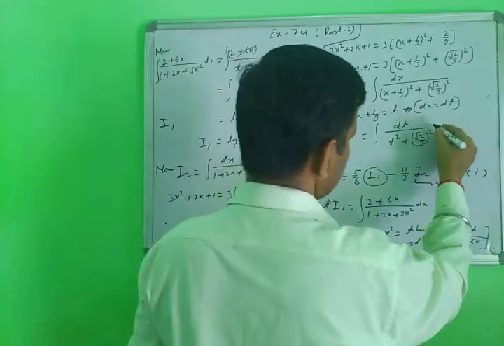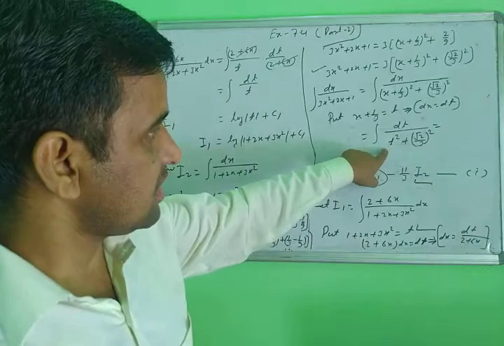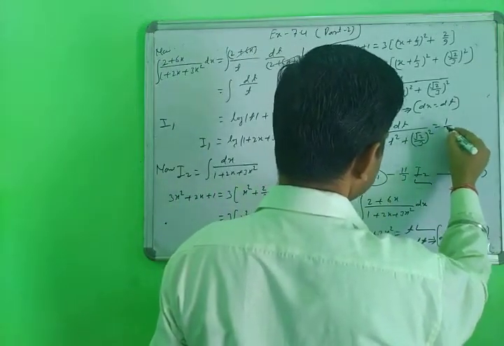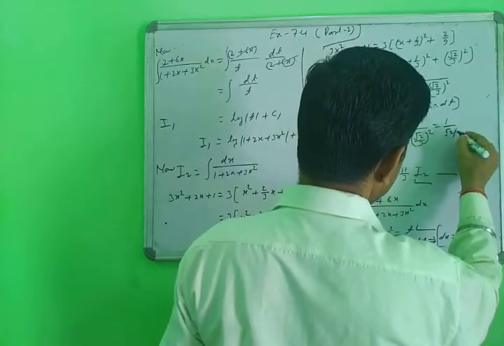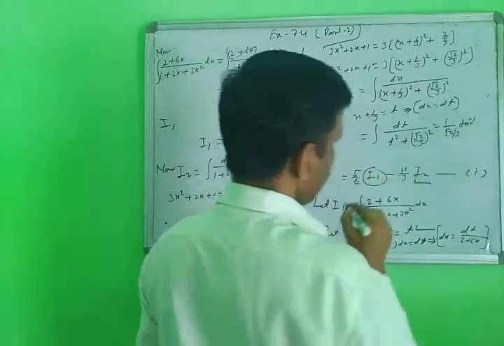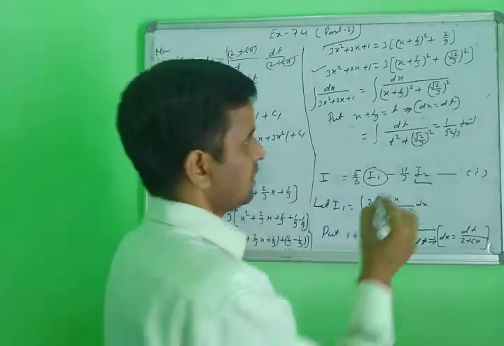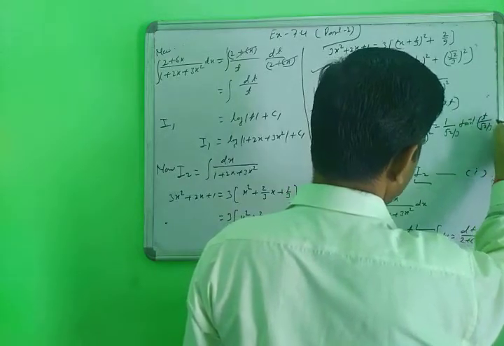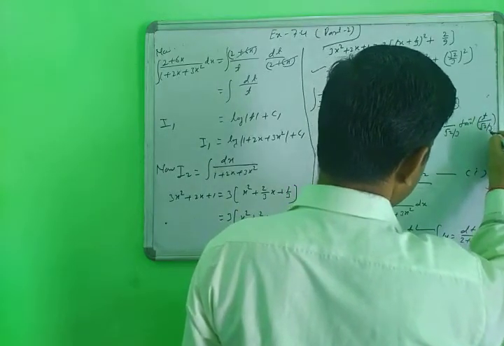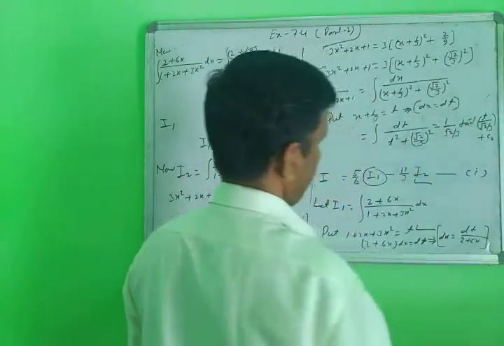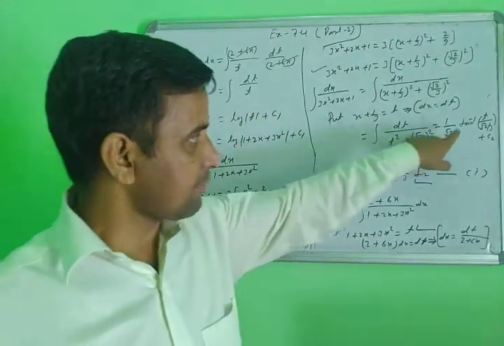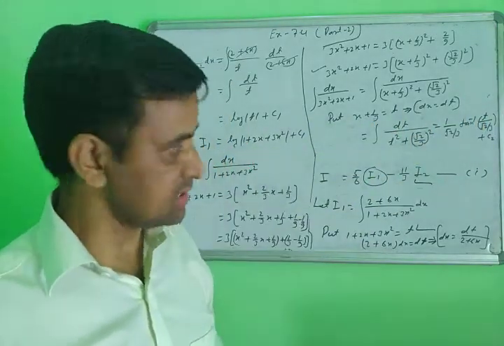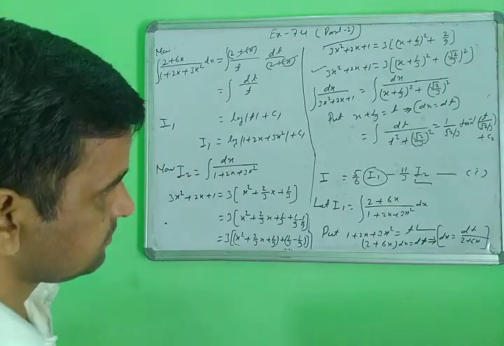Then what result comes here? This is the result of 1 upon a, where 1 upon a means root 2 upon 3, tan inverse of x upon a. Here x means t, so what is the value of t upon a? Root 2 upon 3, plus c2. This is your result. After that you will convert t back to the original form, x plus 1 by 3, then you get the original answer. Note it down first.